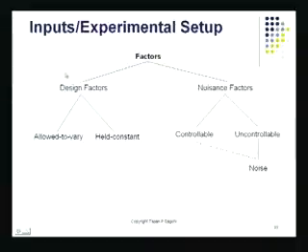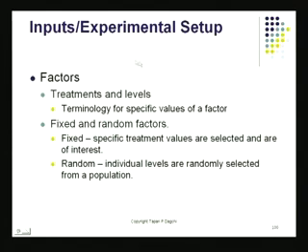Rather, we would like to find out whatever the effect is of the design factors so that we can optimize the process. This is what we'd like to be able to do. So what are we talking about? When we talk about design factors, we talk of treatments and levels. Treatments are, for example, the different settings at which I could conduct the experiment.